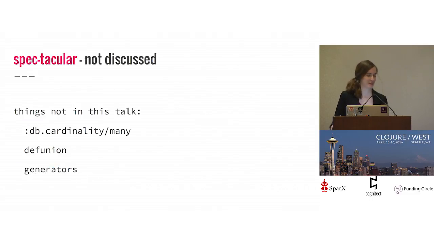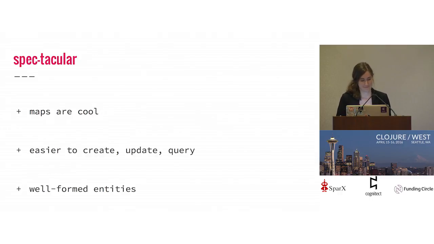So there are a lot of other things about spec-tacular that I don't have time to talk about. There's also a DB cardinality many, which means you can have a bunch of different things in the same field. We support that. There's also a def union. It's a union type of specs. And then there's also generators. So for Clojure test check generators, you just get them for free, and you can bombard your database with random stuff. We use that a lot.